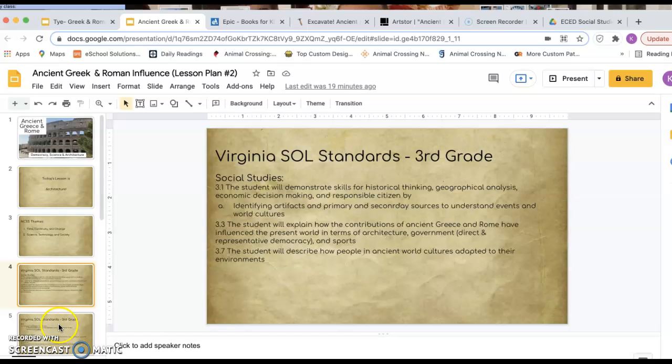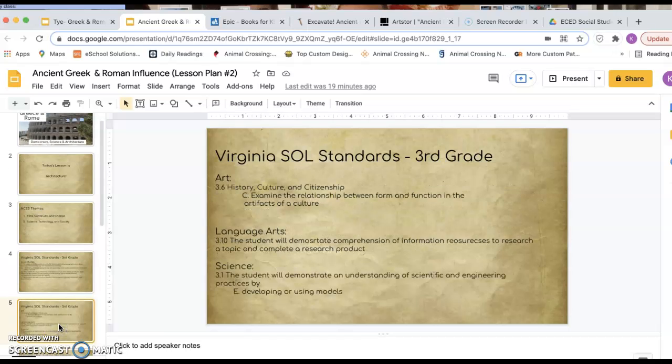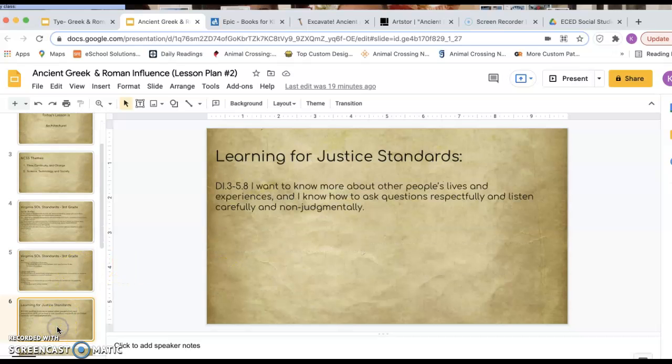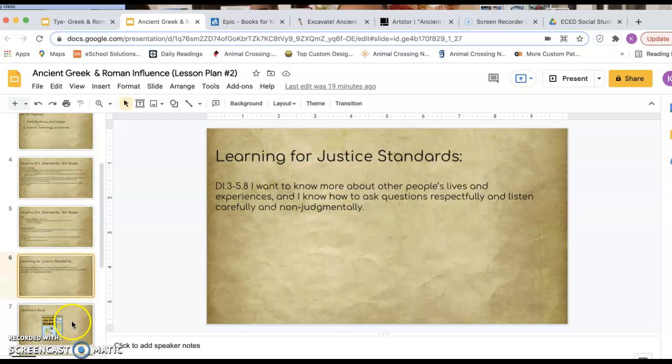So kind of like I just mentioned about the aqueducts, that's a really cool adaptation. Also, in art, the students can examine the relationship between the form and function of artifacts of a culture. Language arts, the students will demonstrate comprehension of information to research a topic and research a product. And then science, the students will demonstrate an understanding of scientific and engineering practices. So the Learning for Justice standard is I want to know more about other people's lives and experiences, and I know how to ask questions respectfully and listen carefully and non-judgmentally. So I chose this one because I think sometimes students can think how crazy it is how people lived back then, but I think it's a really important lesson to show how we got here today.